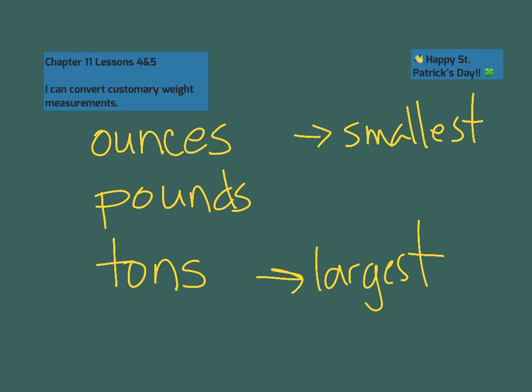And so in your math spiral notebook, make sure you're writing down Chapter 11, Lessons 4 and 5 on the top heading. You can even write down today's learning target: I can convert customary weight measurements. And then you can go ahead and put today's date. Today is 3/17/2020.